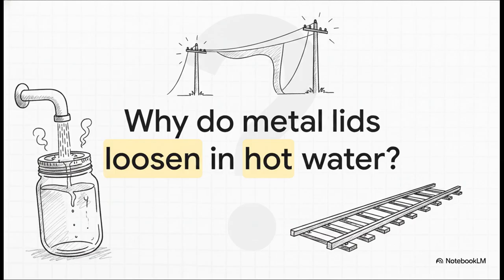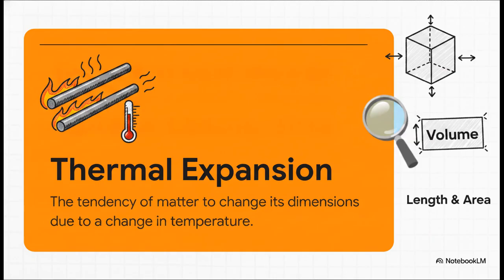Or if you've ever looked down at a railway track, you might have wondered why they leave those small, very intentional gaps between the massive steel rails. Well, it turns out all of these everyday observations are driven by the exact same scientific phenomenon. Okay, so what's actually going on here?